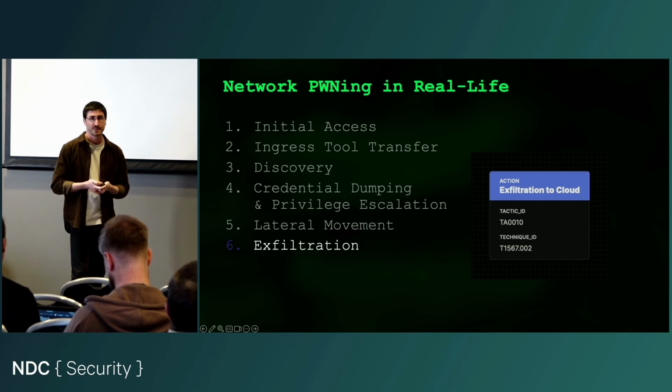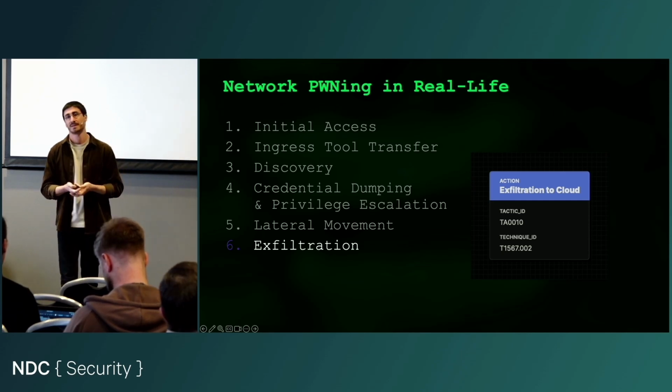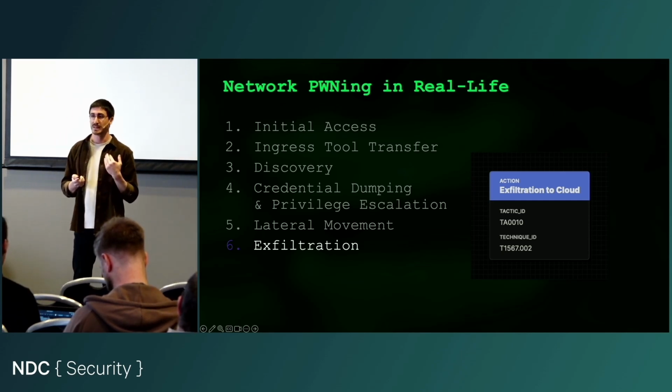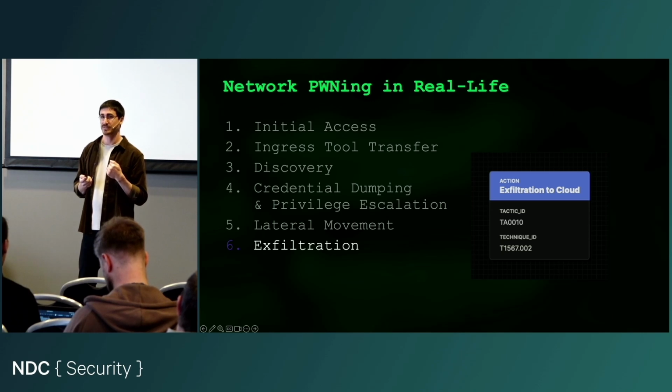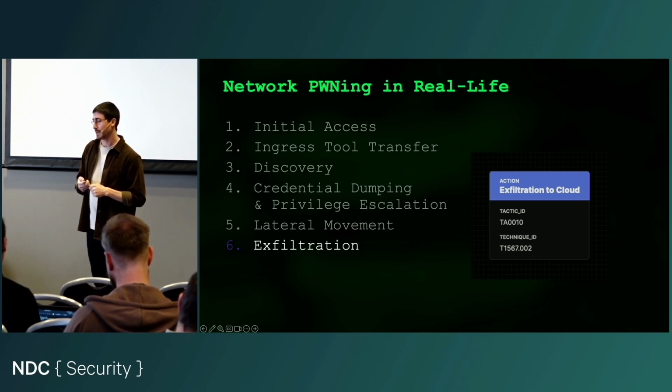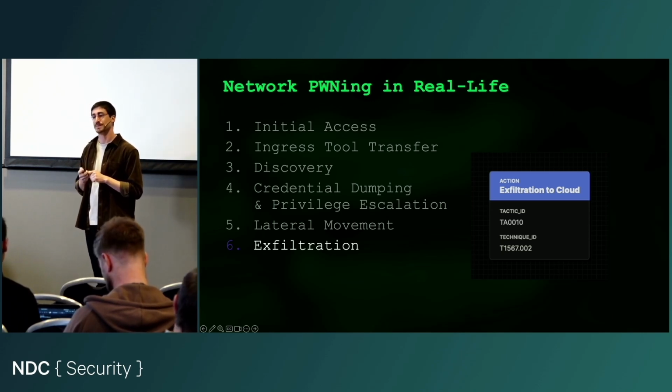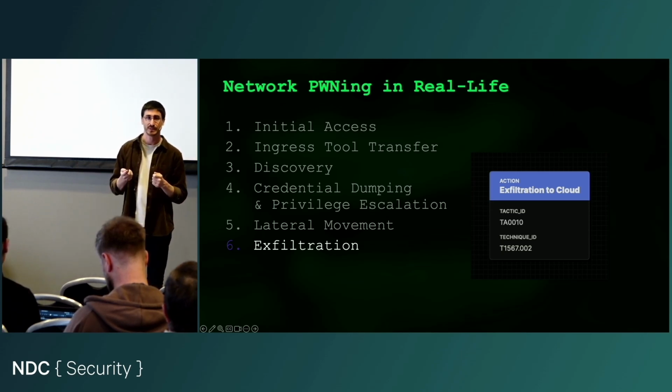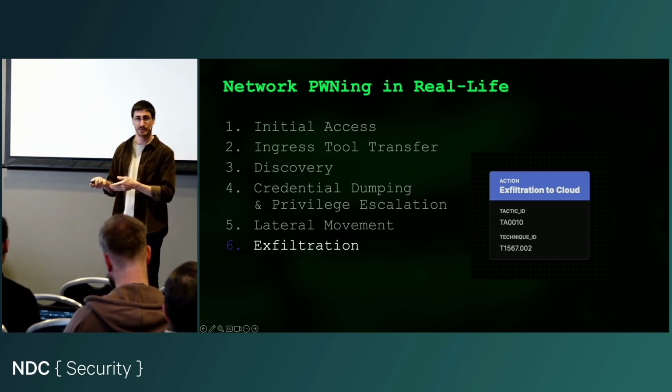And eventually there's some sort of impact. In this case, the example is exfiltration of data outside of the network, but it can also be encryption of data, for example, for extortion.